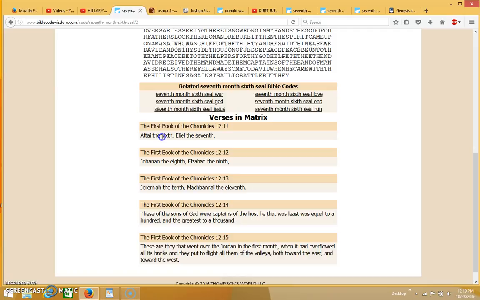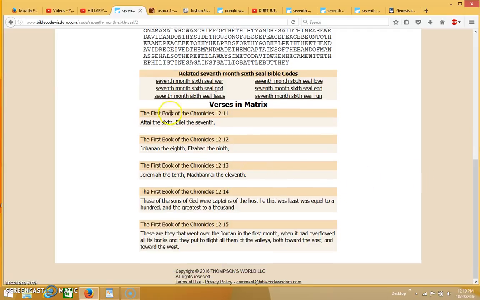Over here you see where you have the terms 6th, 7th, 8th, 9th, 10th, 11th, and I'm not sure if this could perhaps be giving some type of time frame, a range of months. That's just a thought. But I'm going to start reading from over here in verse 14.